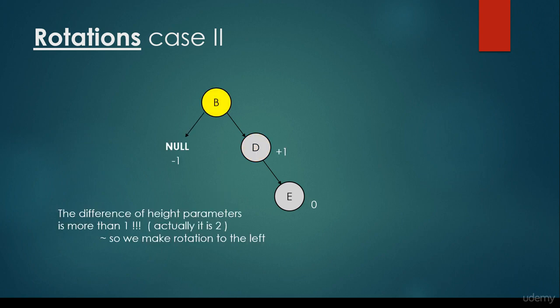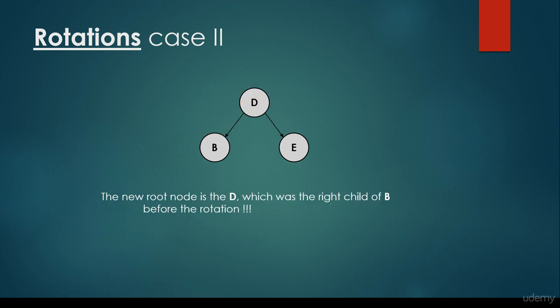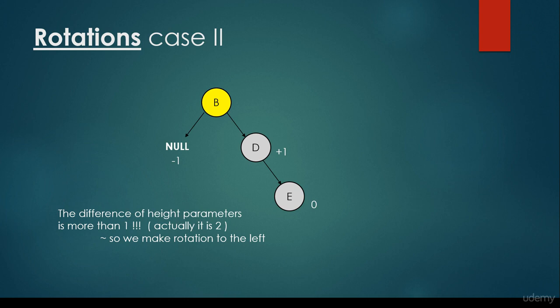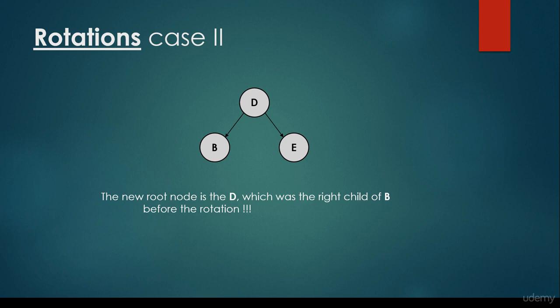What about the root node? Again, we have the left subtree with height parameter -1 and the right subtree with the height parameter +1. Okay, the difference of height parameters is more than 1, we have to make a rotation. And we just have to rotate it to the left. So the B, in this case, this is the root node, it's going to be the left child of its right child. So the B's right child is the D, it's going to be the new root node.